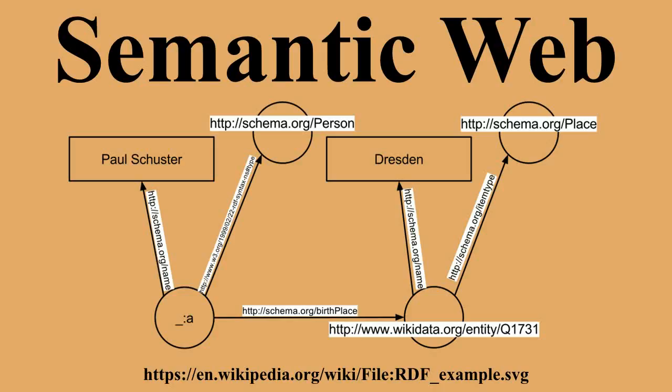The semantic web is an extension of the web through standards by the World Wide Web Consortium. The standards promote common data formats and exchange protocols on the web, most fundamentally the Resource Description Framework. According to the W3C, the semantic web provides a common framework that allows data to be shared and reused across application, enterprise, and community boundaries. The term was coined by Tim Berners-Lee for a web of data that can be processed by machines.